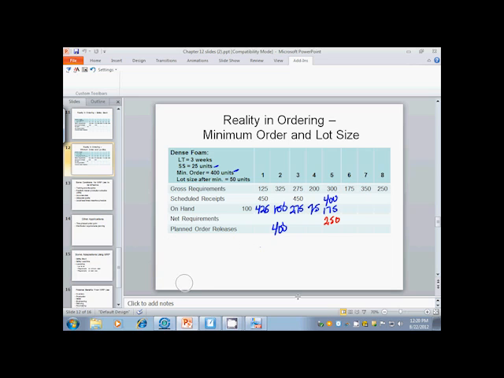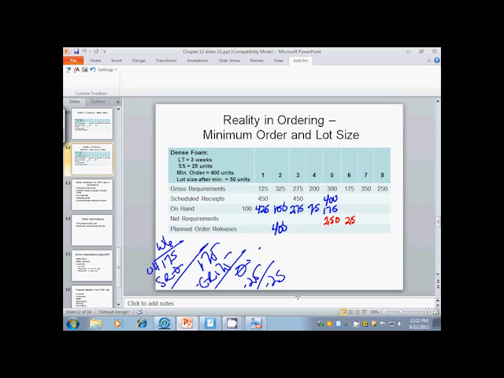So if we look now to week 6, we have 175 on hand, a scheduled receipt of 0, which gives us 175. What's our gross requirements? 175. That leaves us 0. But wait a minute, what about that safety stock? Let's subtract that out. And we find that we are short. We actually have a need of 25.